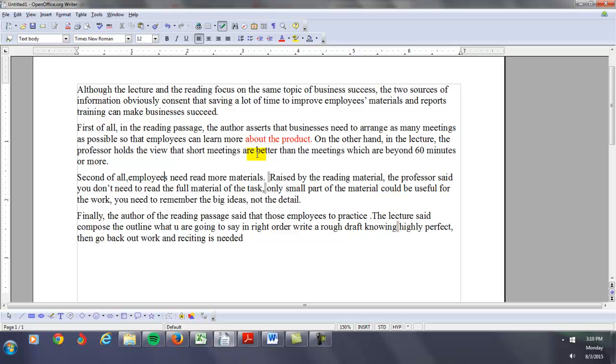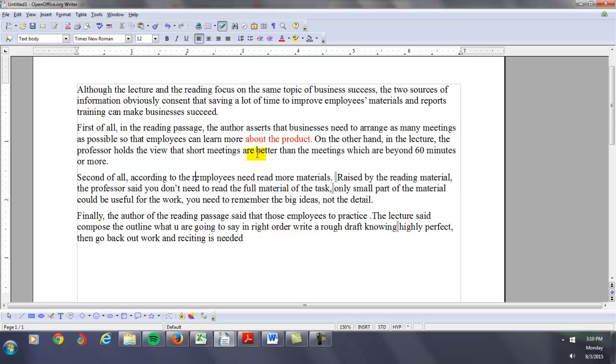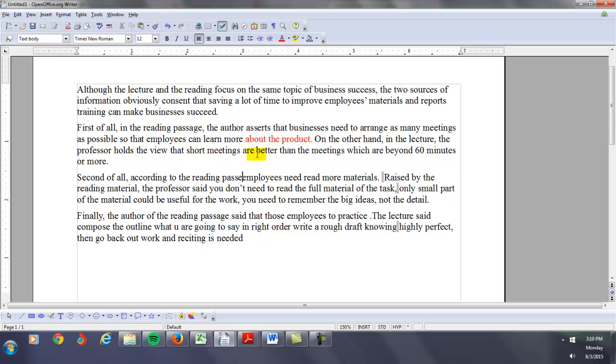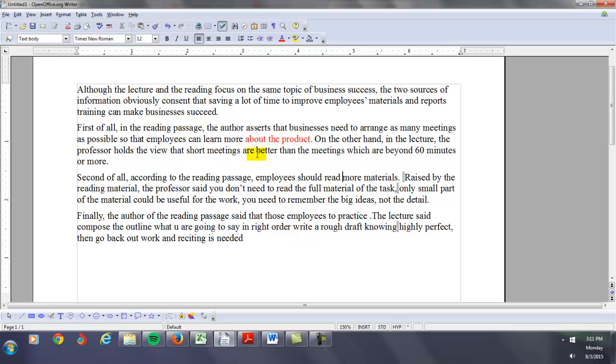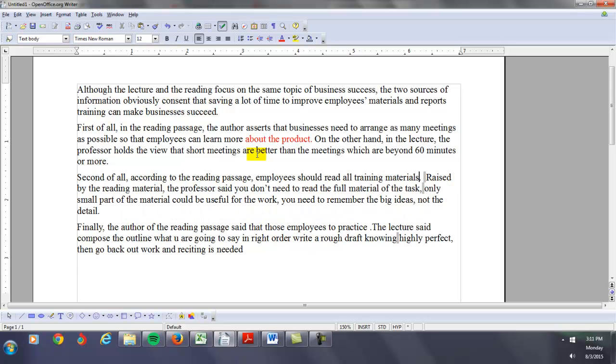Second of all, employees might want to say according to the reading passage, employees should read all training materials provided by their companies.